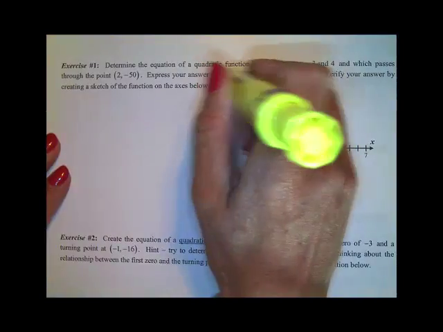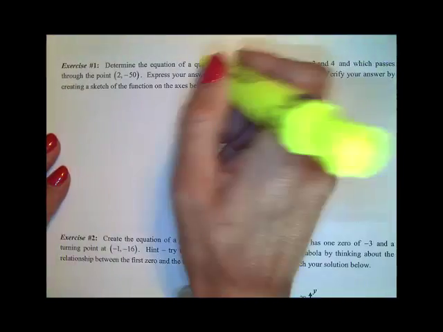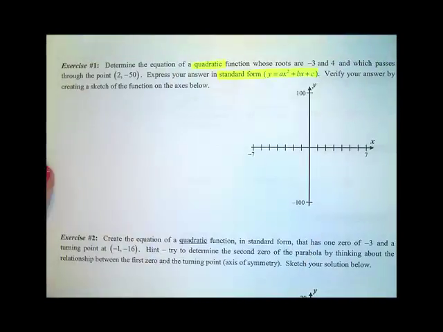Determine the equation of a quadratic function whose roots are negative 3 and 4 and passes through the point 2, negative 50. Express your answer in standard form, so that's really important that you understand what standard form is, and they told us it was a quadratic. Verify your answer by creating a sketch of the function on the axes below.